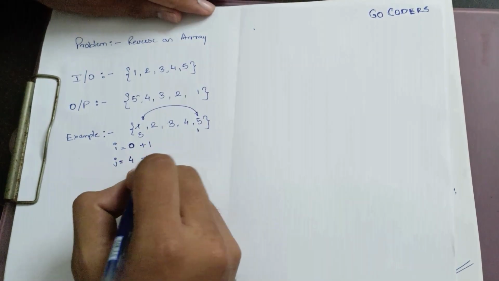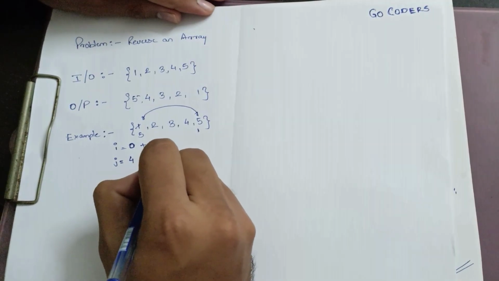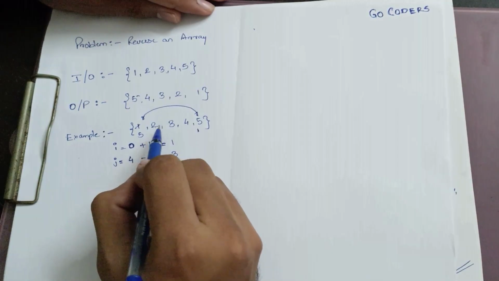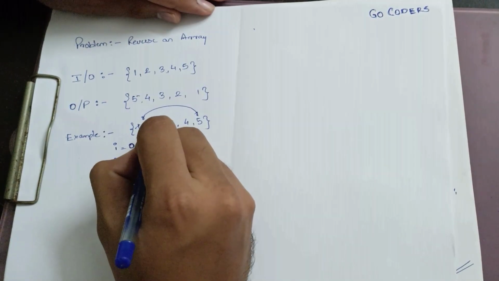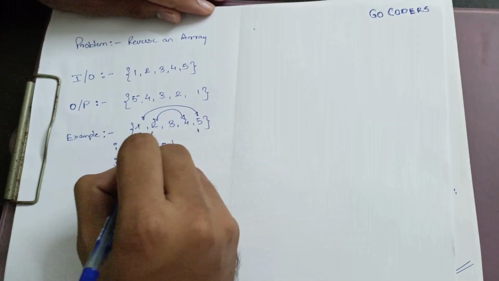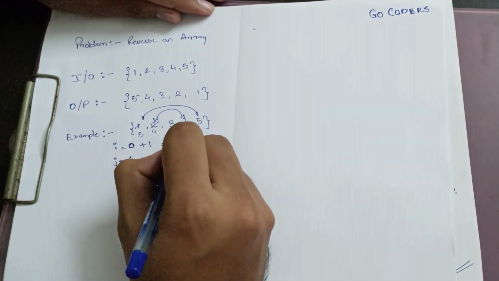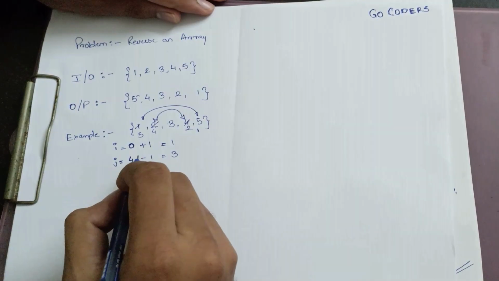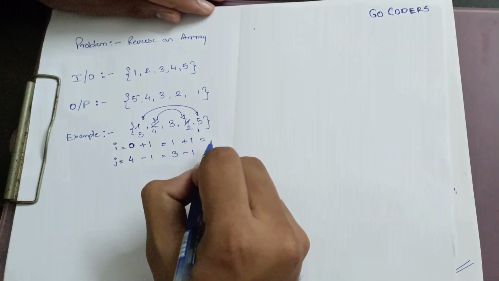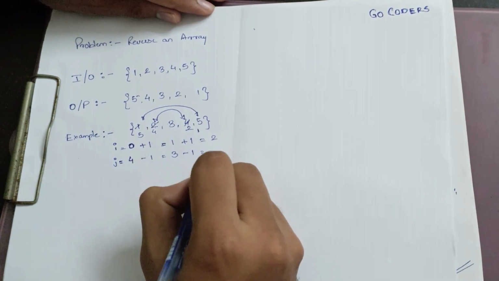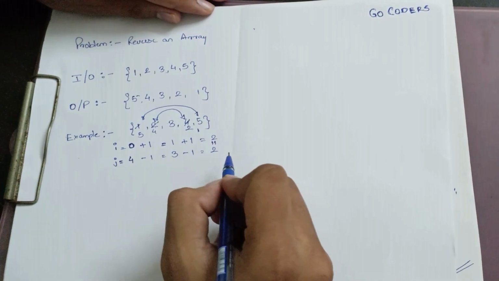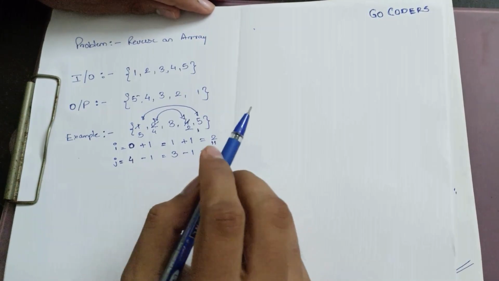So i will become 1 and j will become 3. Now i is here and j is here. Again we will swap the element pointed by i with the element pointed by j. So here 4 will come, here 2 will come. Now again we will increment i by 1 and decrement j by 1. So i will become 2 and j will also become 2. So when i is equal to j, we will stop. Okay, so it's a very simple problem.